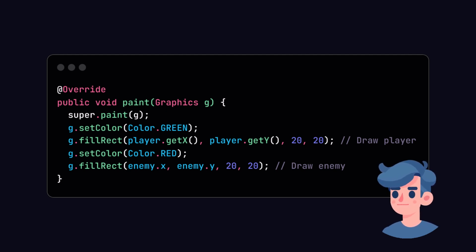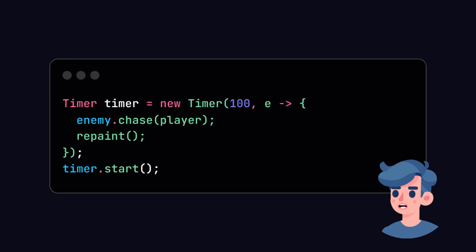Here's the code. Now, we need to update our game loop to repaint the screen and move the enemy towards the player. We will use a simple loop, but first, we need to set up a timer to control how often we redraw the window.